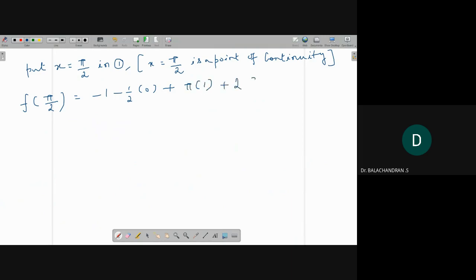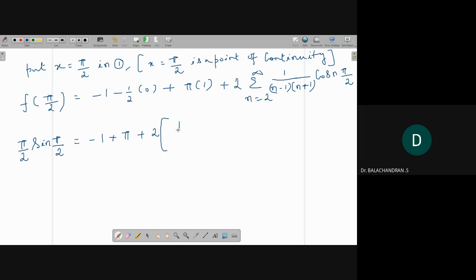Plus 2 into summation n equal to 2 to infinity, please check it, 1 by (n minus 1) into (n plus 1) into cos n pi by 2. So again f of x equals x sine x, so pi by 2 into sine pi by 2, which is equal to minus 1, this is 0, plus pi, plus 2 into, so now substitute n equal to 2, 3, 4.